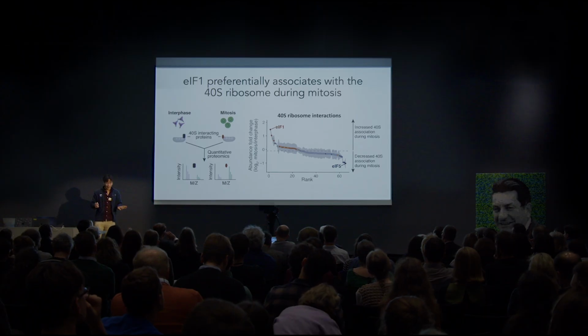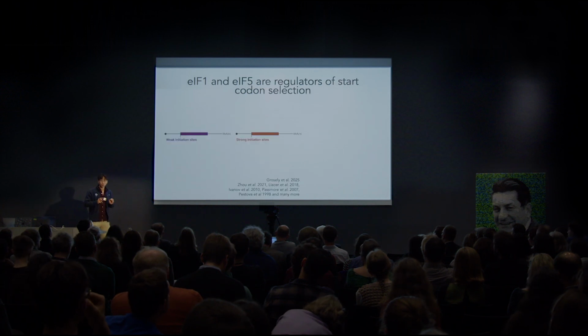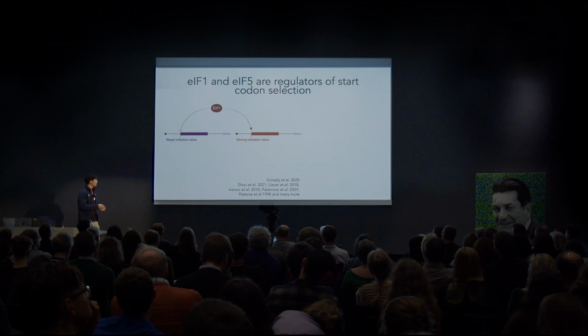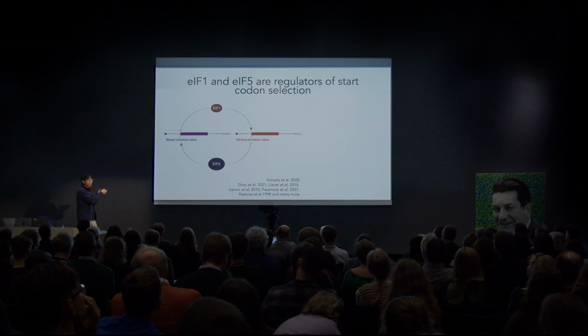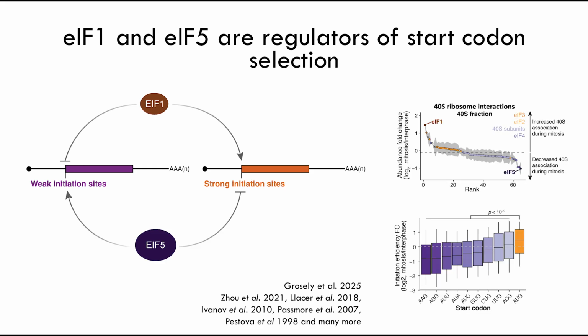I was super happy when I saw EIF1 and EIF5 come out of this analysis because these are the two key and direct regulators of start codon selection. EIF1 represses the translation of these weak non-AUG start sites, whereas EIF5 promotes the usage of them. And so this lined up perfectly with what I saw in mitosis, where EIF1 is able to interact more with the ribosome during mitosis, and we saw preferential repression of non-AUG start sites.